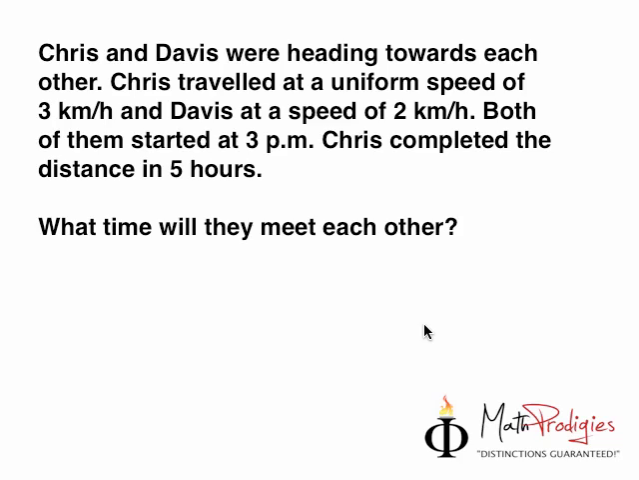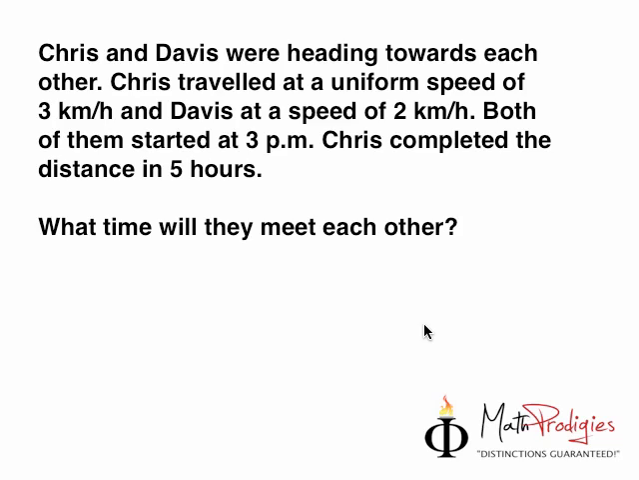Now, step 1, read the question very slowly. Chris and Davis were heading towards each other. So, let's imagine them heading towards each other with their heads towards each other, right? So, Chris traveled at a uniform, means the same, speed of 3 kilometers per hour, and Davis at a speed of 2 kilometers per hour. Now, both of them started at 3 p.m. Chris completed the distance in 5 hours. What time will they meet each other?